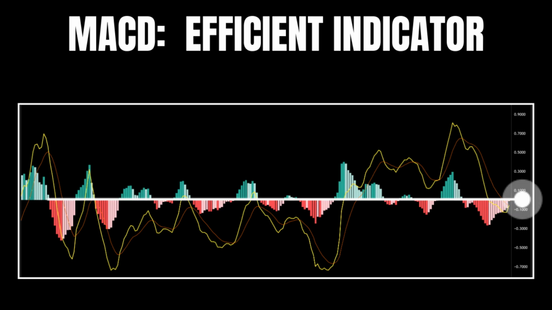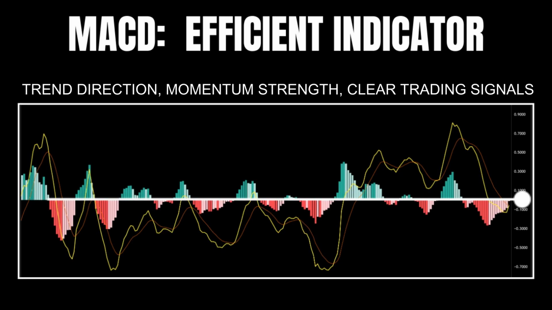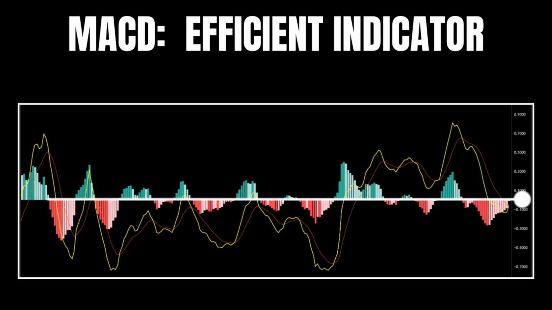And finally, the zero line. This is the center line. When the MACD is above zero, it confirms an overall bullish environment. Below zero, the bears are in charge. So in just one clean window, you get trend direction, momentum strength, and some clear trading signals. So it's a pretty good analytical tool.